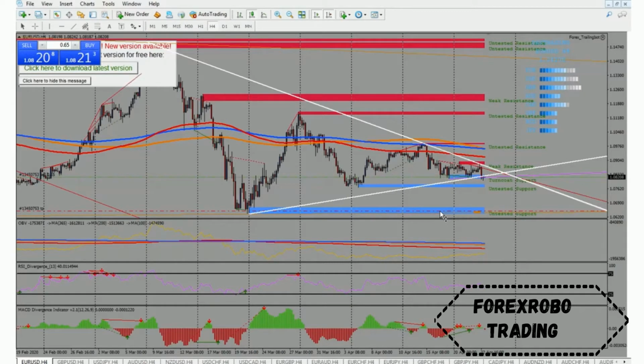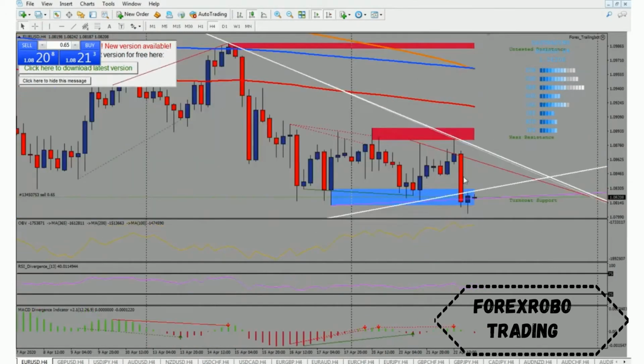Obviously, it's probably not going to get there. I'll probably end up closing it before it even gets there. But that is the trade that I'm taking, and I'm showing you why. Because, like I said, it broke through the support, and it broke through that trend line, and it's a lower low compared to that one. It's a lower high compared to that one. So that's my reasoning behind it.